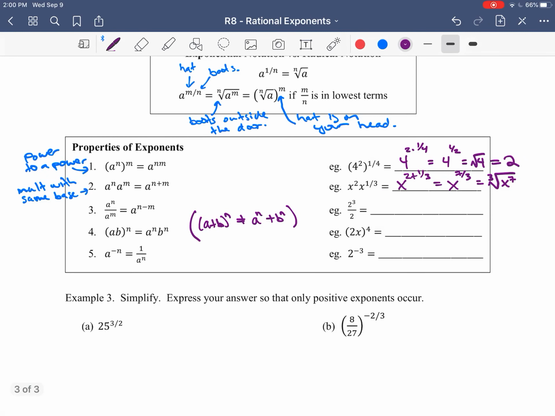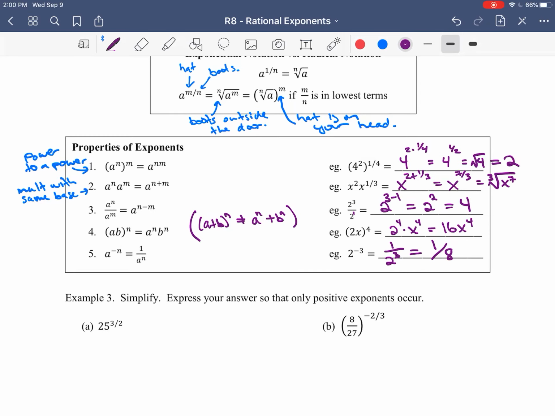Next example, 2 to the power 3 divided by 2. This 2 on the bottom is like to the power 1. Because I have the same base, this is actually 2 to the 3 minus 1, or 2 squared, which is going to be 4. Next, 2x all to the power 4. This is 2 to the power 4 times x to the power 4. And 2 to the power 4 is 16. So that's going to be 16x to the power 4. 2 to the negative 3 is 1 over 2 to the positive 3. And 2 to the positive 3 is just 8. So this is going to be 1 over 8.